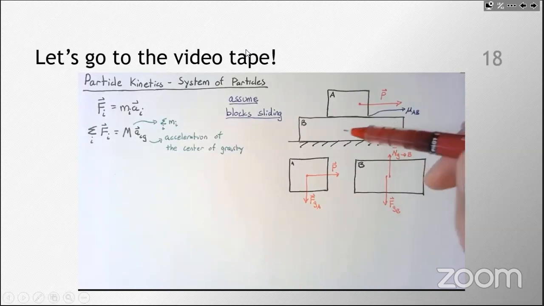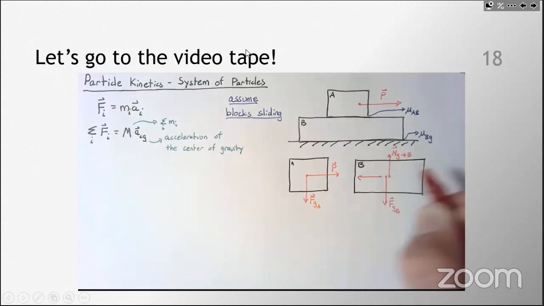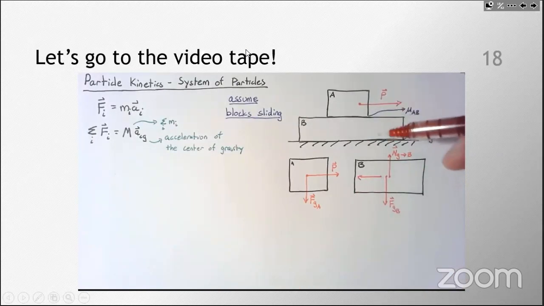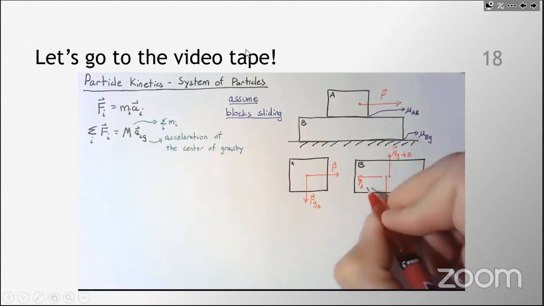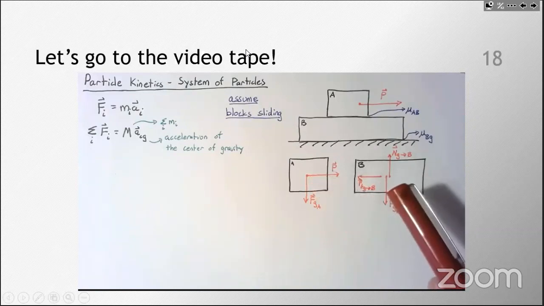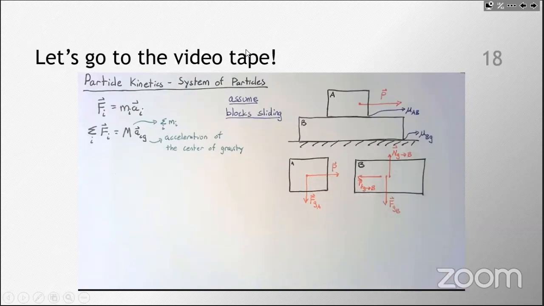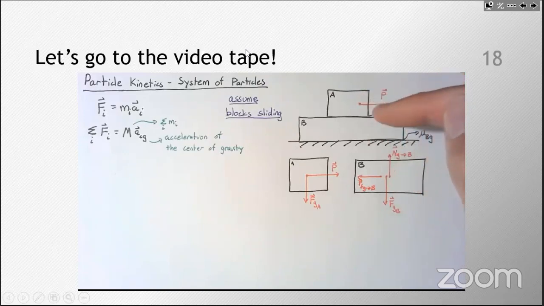And then also, since this is moving against the ground, we're going to have the force of friction acting to the left, since it's going to be opposing the movement caused by P. And that's going to be the force of friction acting from the ground onto B. So A is going to have two external forces, B is going to have three external forces. Now, we're also going to have internal forces. These are forces that are inside our system of particles. So A is going to have some forces that are acting on B, and likewise, B is going to have equal and opposite forces acting back on A.